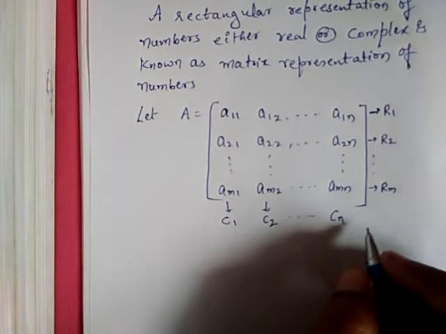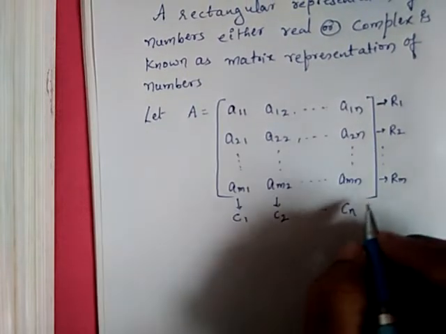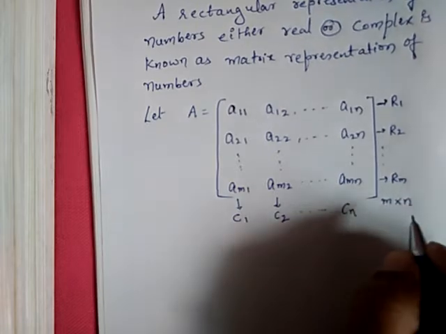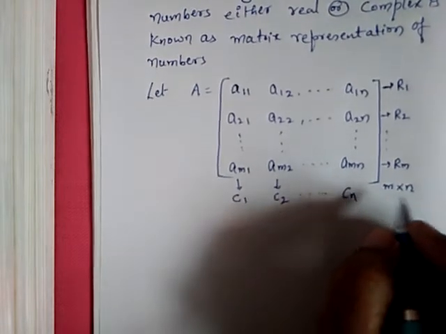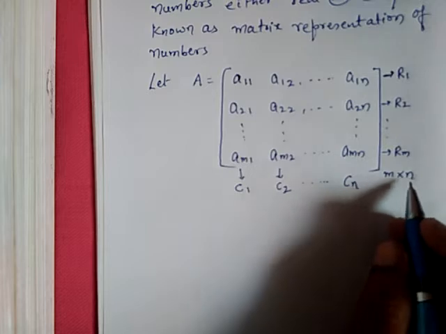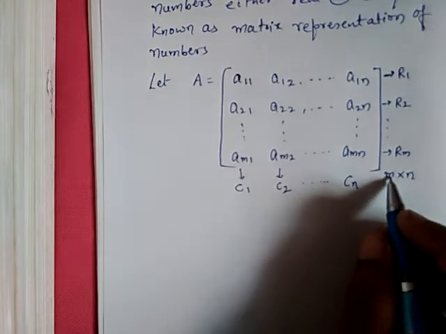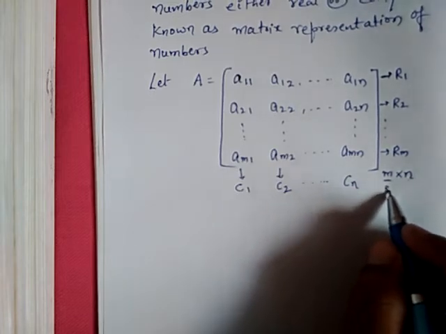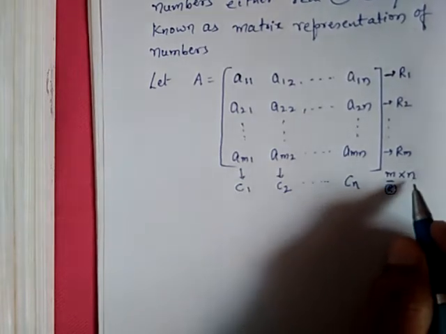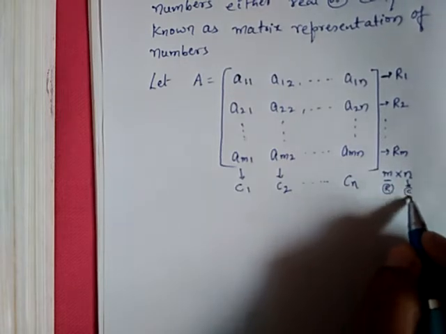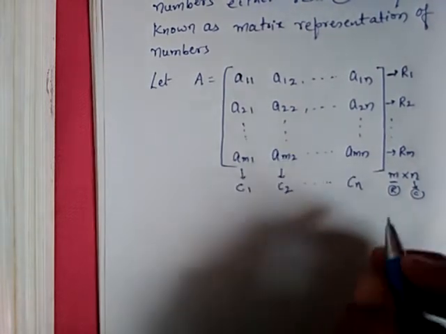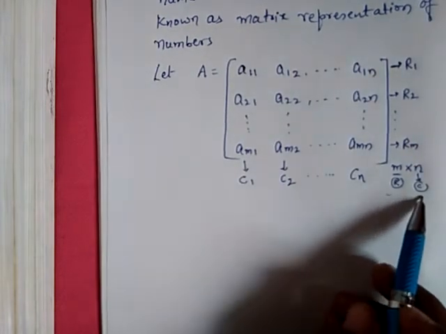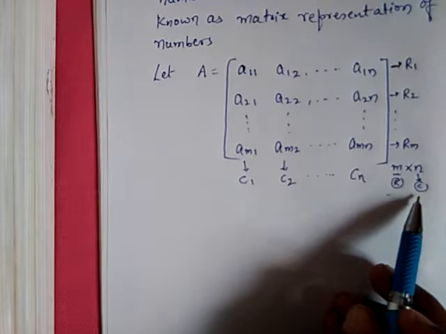Okay, so we can represent the order of this matrix as m by n. Few will read it as m into n, but you take this as m by n. So m rows are there, n columns are there. This will be the number of rows, and this will be the number of columns. So always you have to represent first the row, and next one the column.